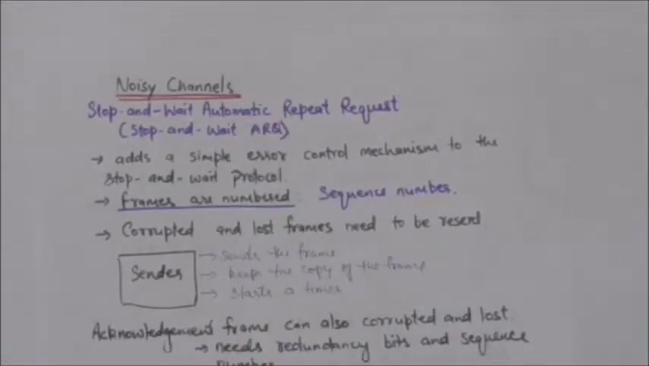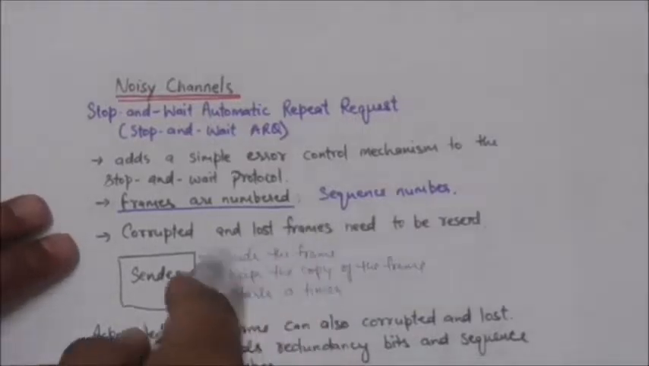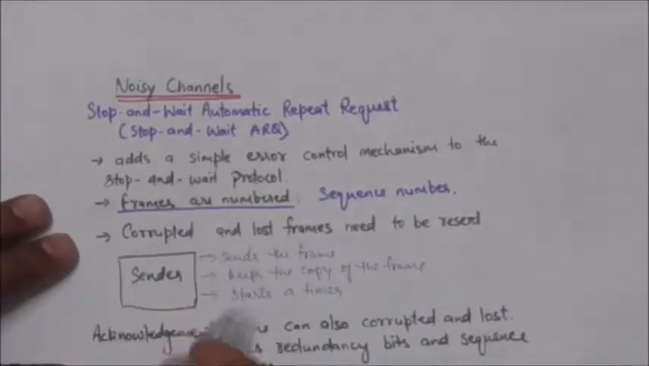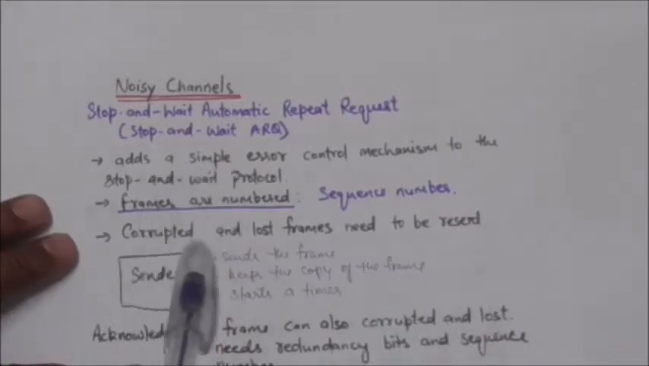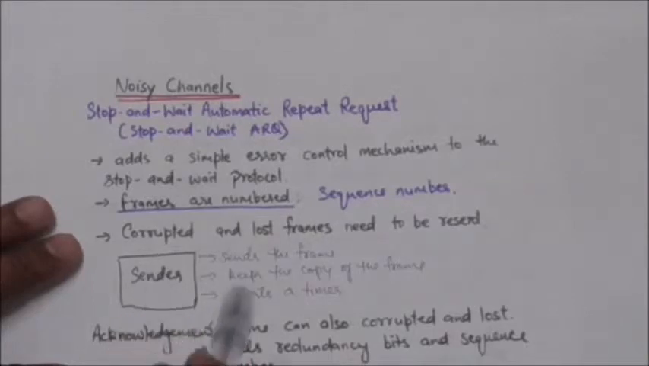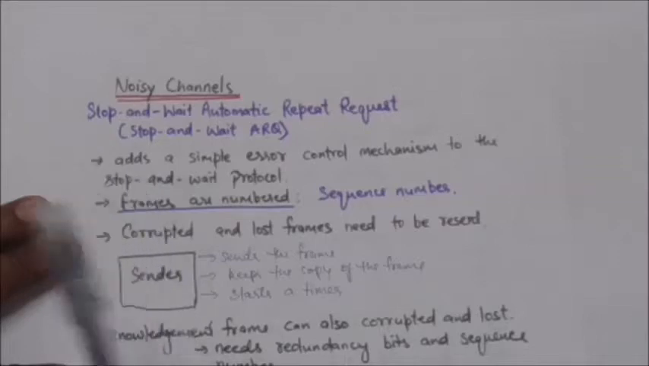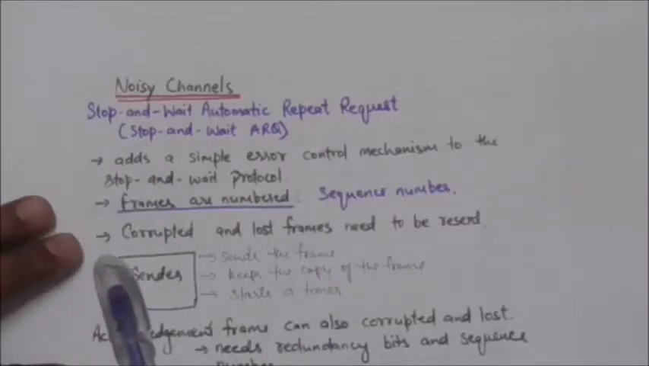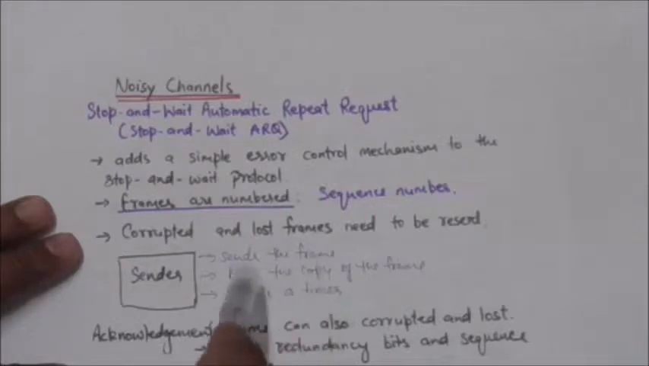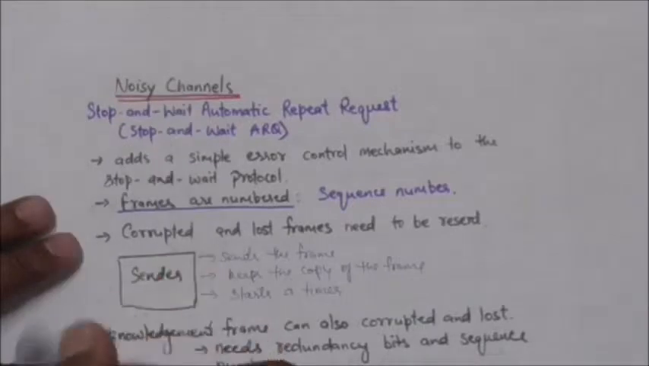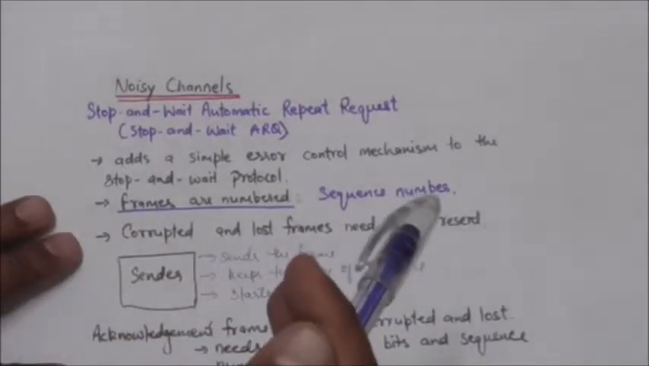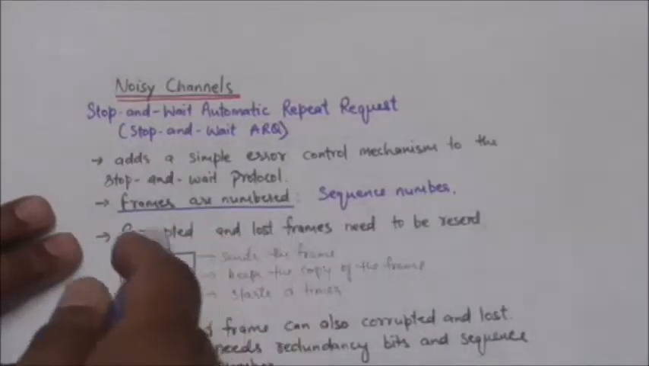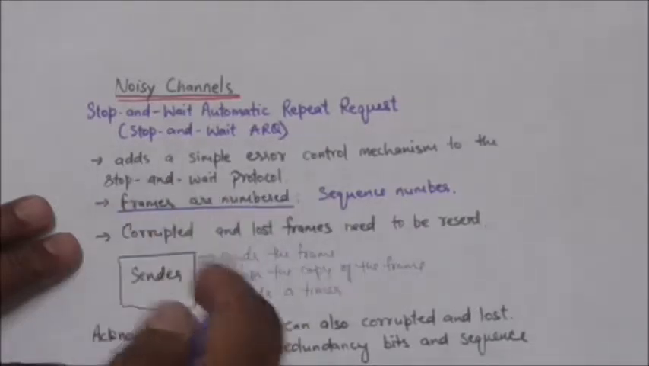In this protocol, when the sender sends a frame, it keeps a copy of the sent frame. The sender keeps the copy of the last frame transmitted until it receives an acknowledgement for that frame. At the same time, the sender starts a timer. If the timer expires and there is no acknowledgement of the sent frame, then the frame is resent, its copy is held and the timer is restarted.